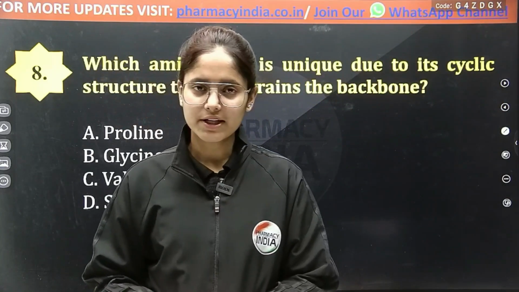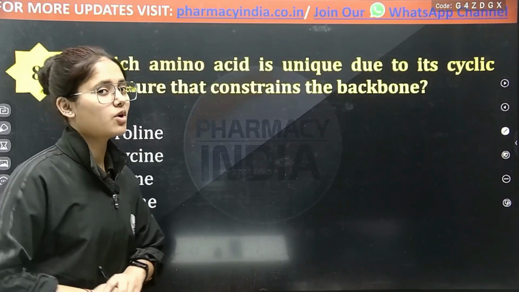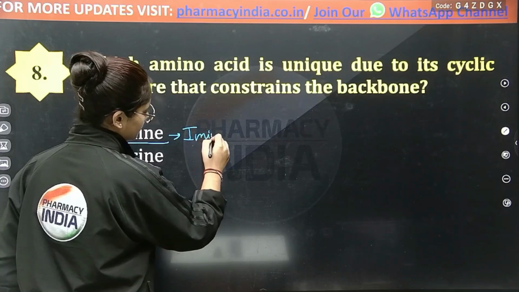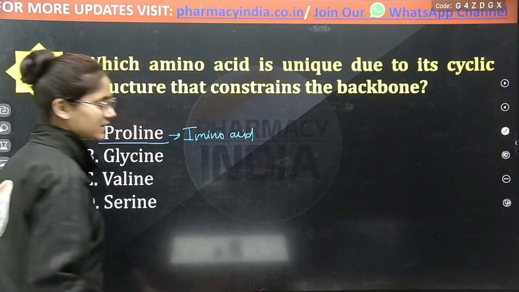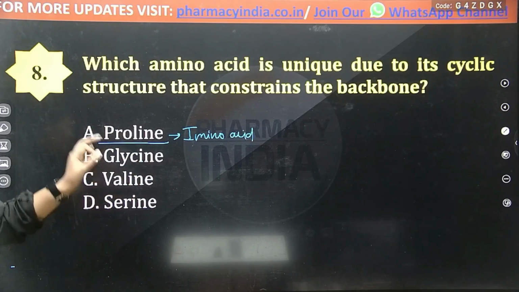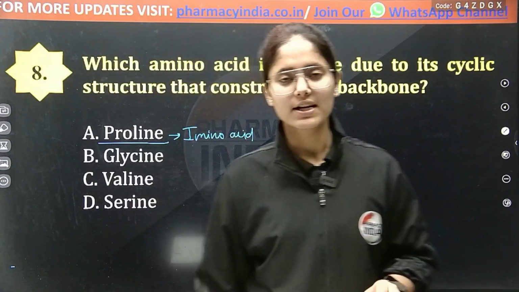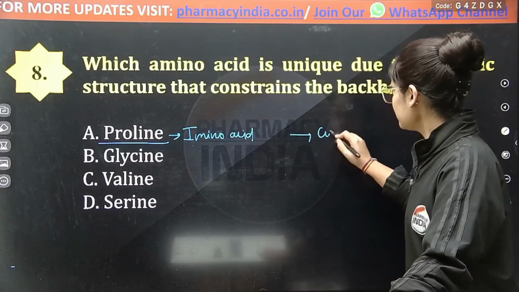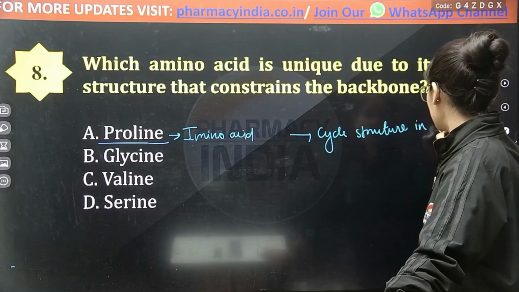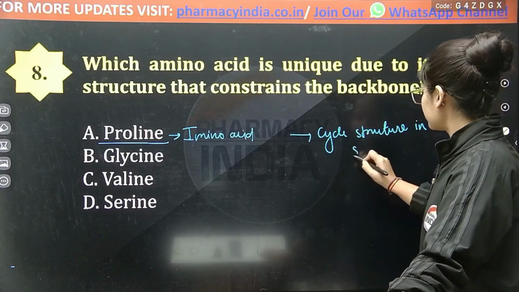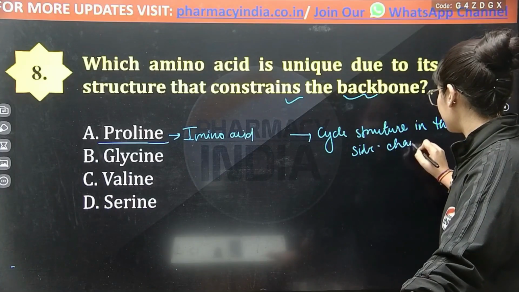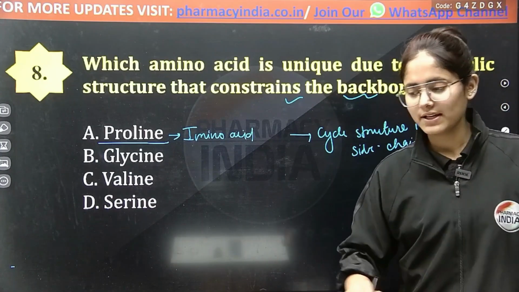Basically, proline is that amino acid which is also known as an imino acid. Why? Because it contains a very unique structure, as it has a cyclic structure in its side chain. Clear? A cyclic structure in its side chain. And it also constrains the backbone. Clear? Next question.